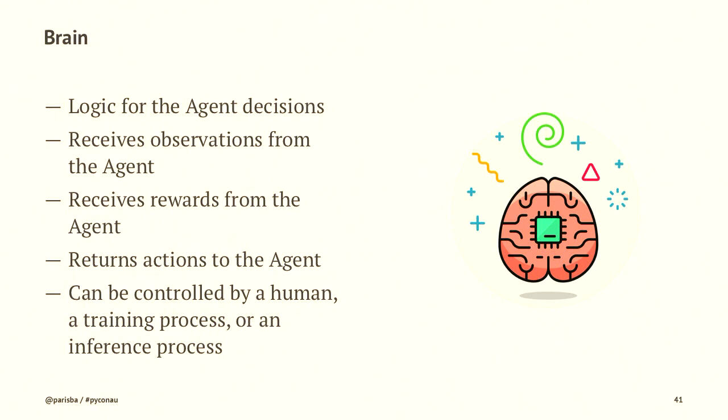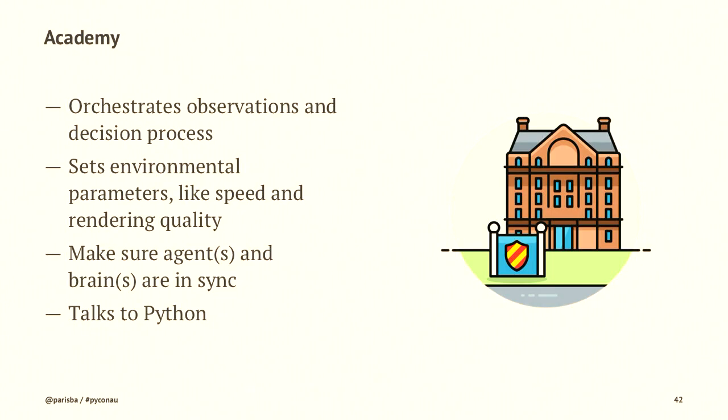Input is observations. There's an academy, which sits between the brain and the thing that it is controlling. The academy orchestrates decisions from the brain, or brains as it might be, which we'll come to in a minute. Everyone wants multiple brains. And the academy talks to the brain, and then talks to the agent and mediates that process.